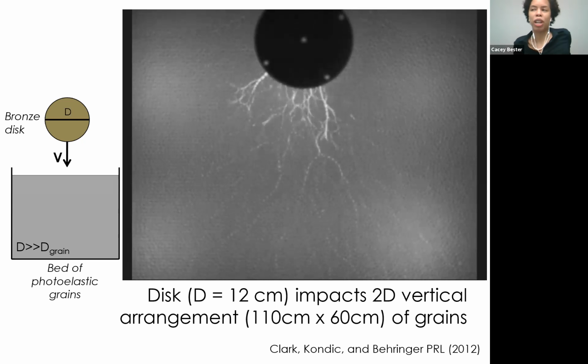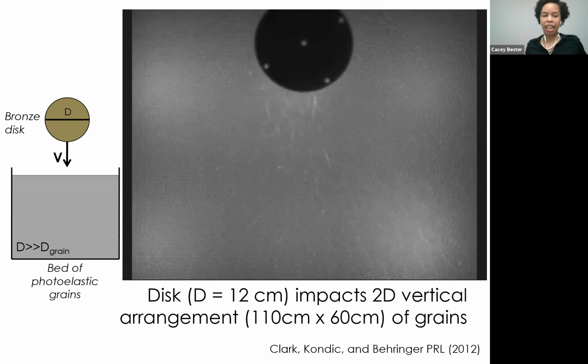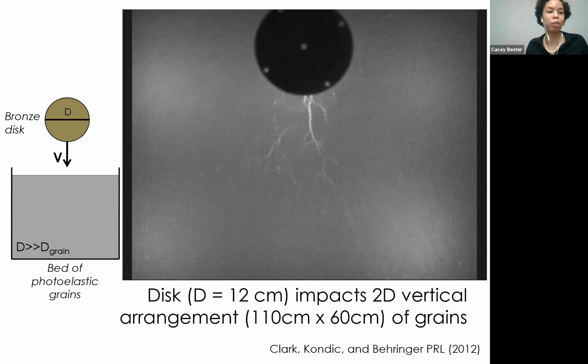Okay. But if you were to do a horizontal arrangement, then I guess you could drag some type of obstacle through the granular media.